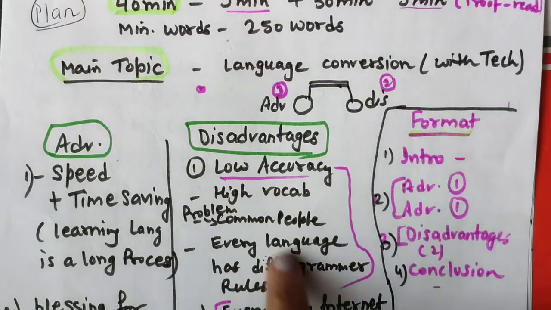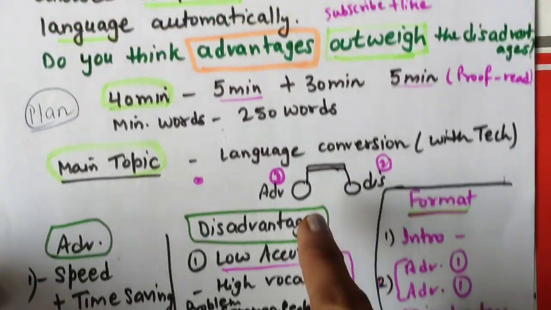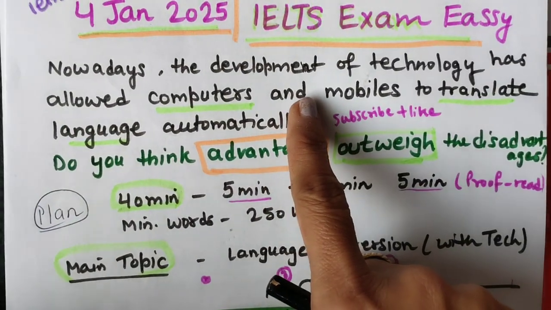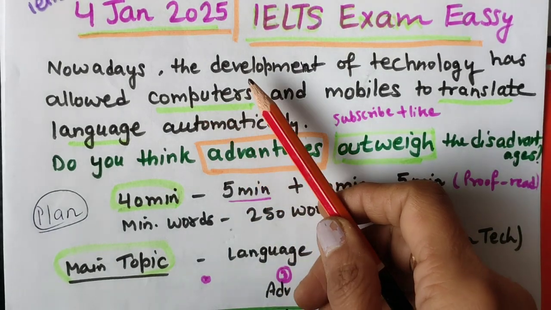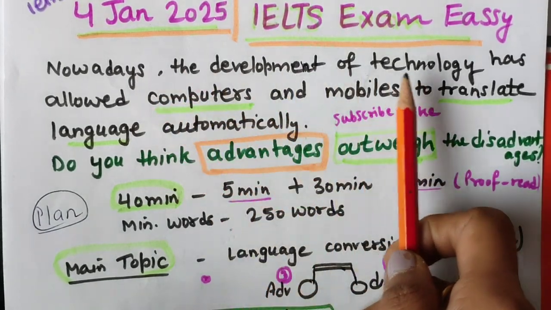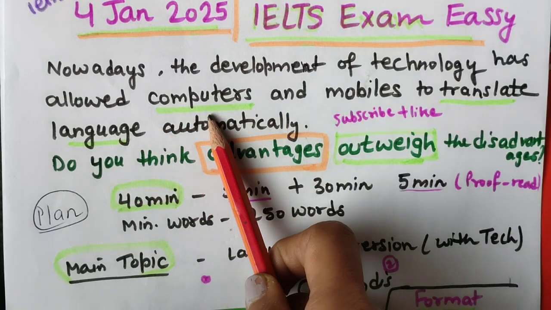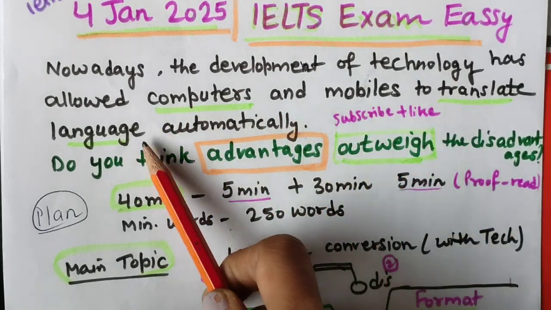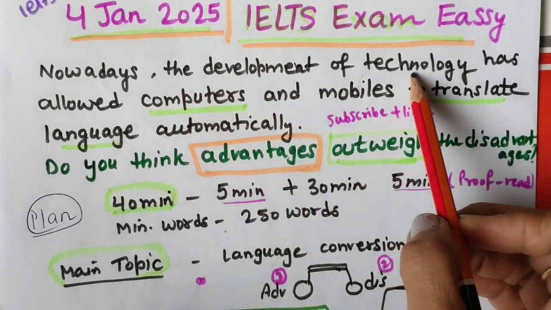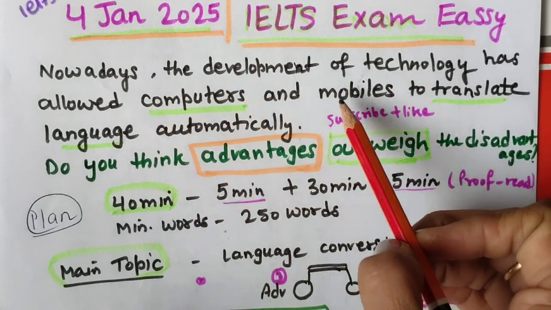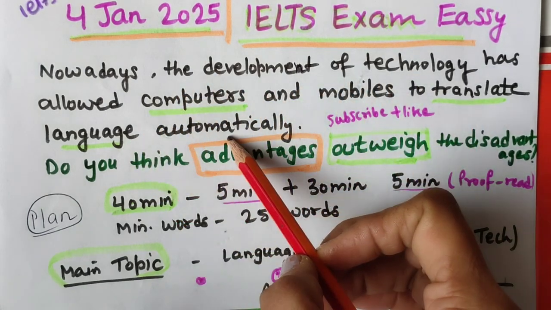Body 1 and body 2, for disadvantages. Let's start. Before that, we will read the question statement again, so that those who have not watched the previous video can write with me. Nowadays, the development of technology has allowed computers and mobiles to translate language automatically.